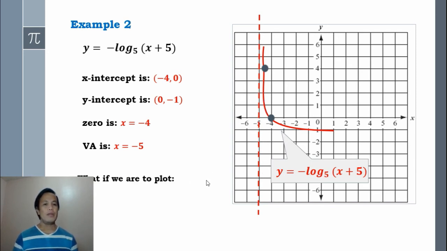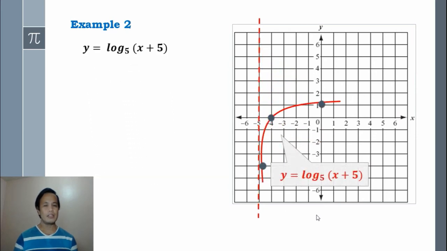What if we are to plot the graph of y equals log of x plus 5 base 5? Instead of having the negative here, we have positive. So what will happen to the graph? The graph will look like this. The graph of this function will cross the point approximately. This is not just accurate. It's approximately where the graph intersects the point (0, positive 1).